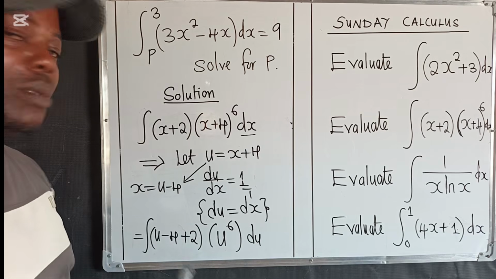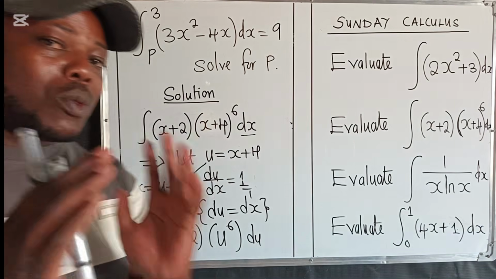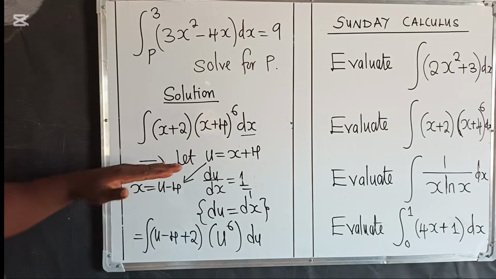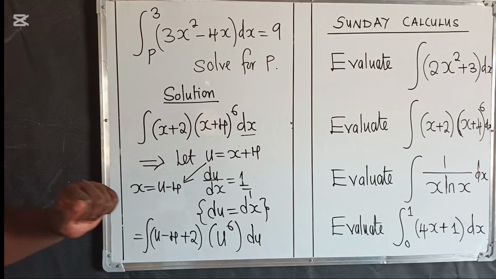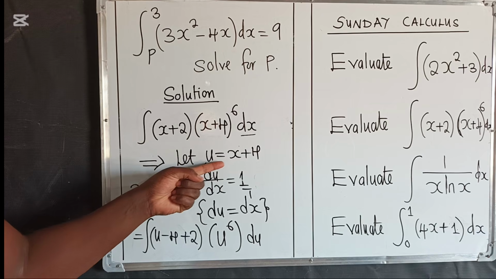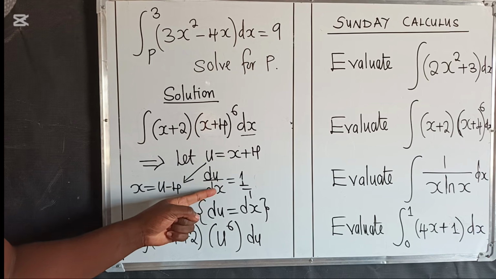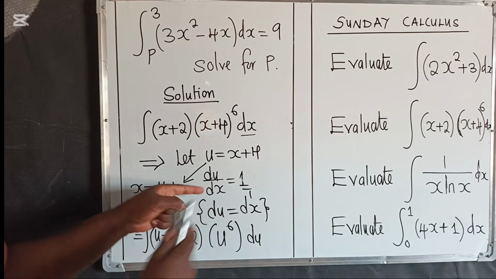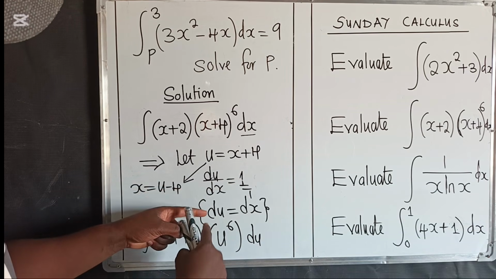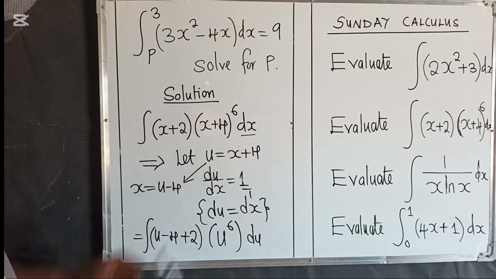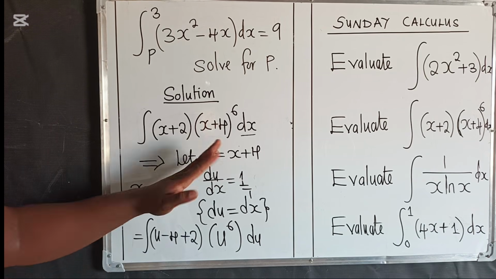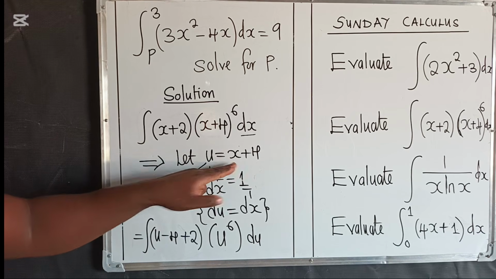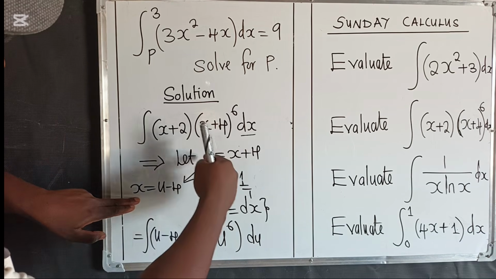Okay? Let me just break it down for you again. Basically, we've let u be equal to what is inside here, and then found the derivative with respect to x, du/dx, which gave us a 1. We made dx the subject by simply cross multiplying, so du is equal to dx. And u is equal to x plus 4. We made x the subject, so this 4 went to the other side.